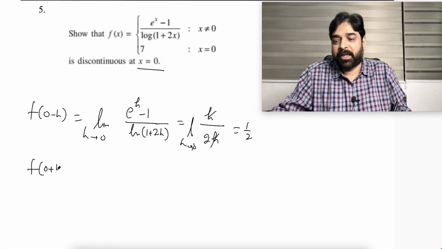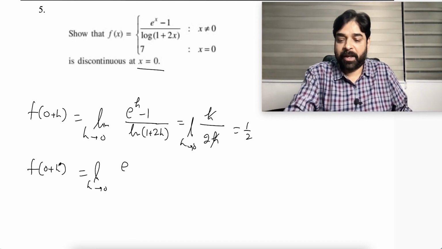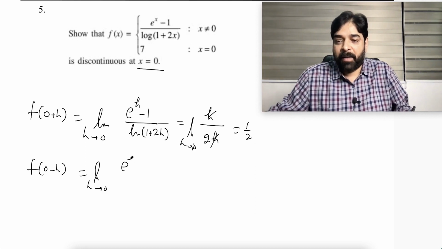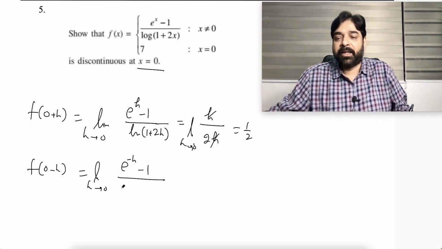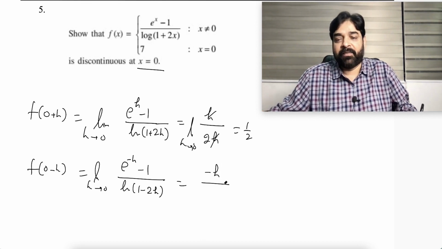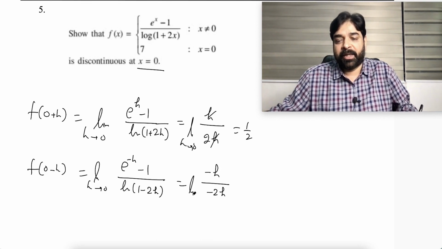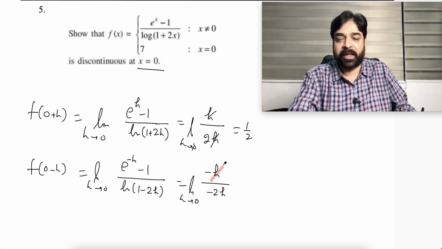F of 0 plus h, let's calculate. That will be equal to limit h approaches 0, e power, something wrong I did, I think. Here I calculated f of 0 minus h, I'm sorry. F of 0 plus h separately I will calculate here. 0 plus h here. E power h minus 1 divided by ln 1 plus 2h. So, e power x minus 1 is x. So, we'll say h divided by ln 1 plus x is x, so 2h. Limit h approaches 0 and these will get cancelled. This is cancelled and you are going to get 1 by 2.